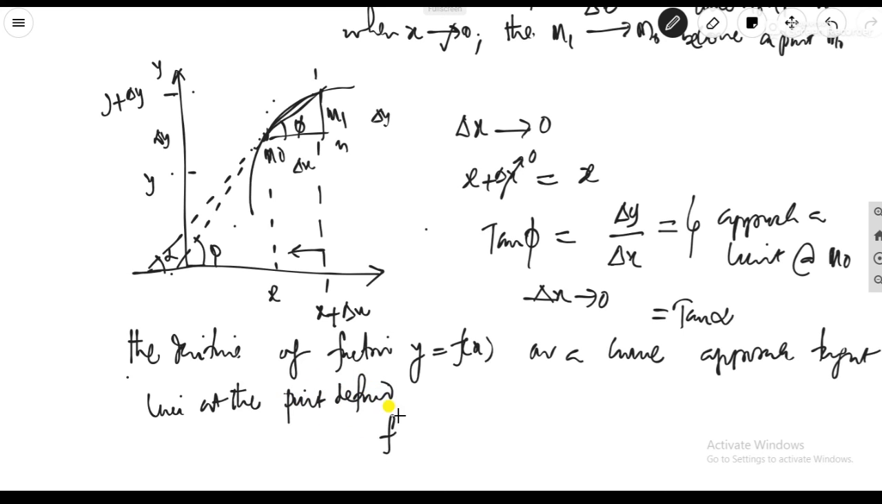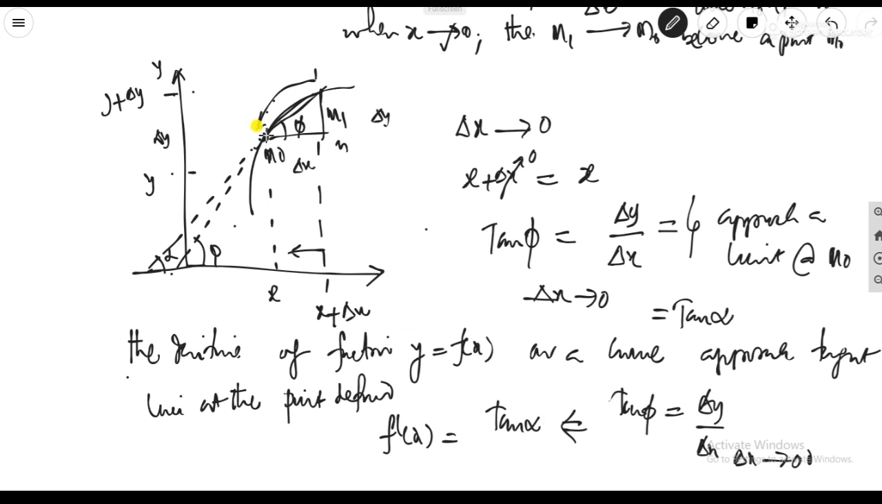So f dash of x is equal to tan alpha, which implies that when delta x tends to 0, you imagine this secant traveling like this and approaching this point. So finally this is tan alpha, the tangent at point M0. This is the geometrical interpretation of the derivative at a point. So we will see some examples to understand this.